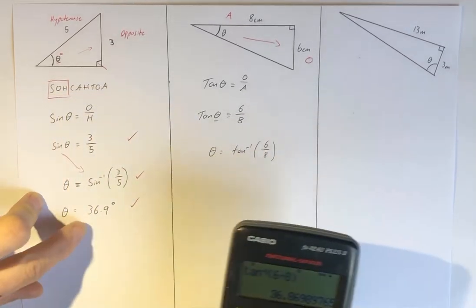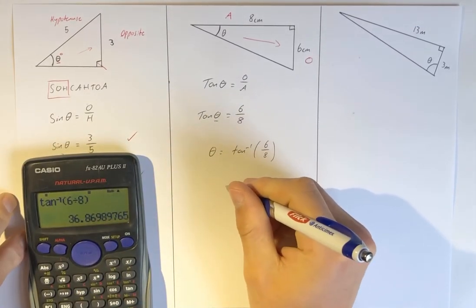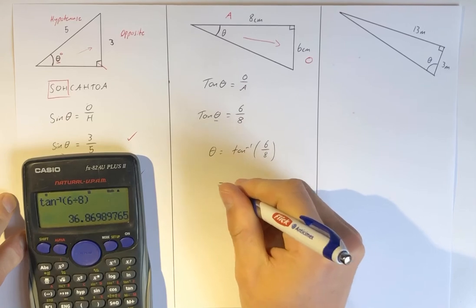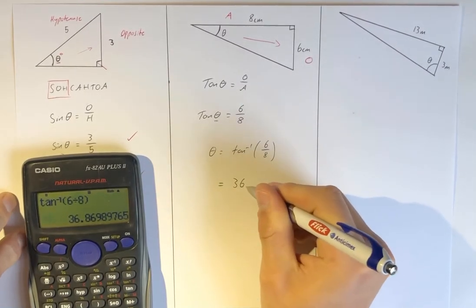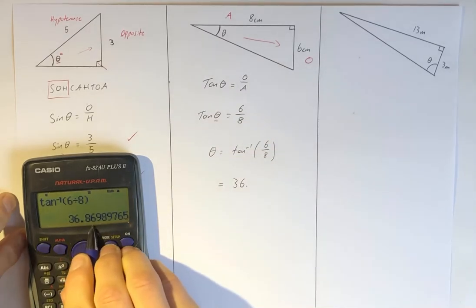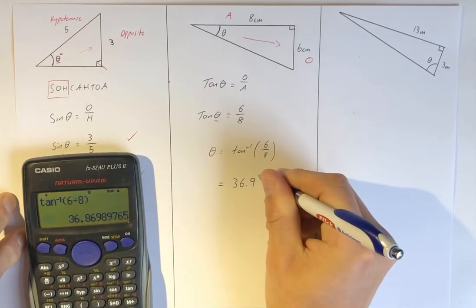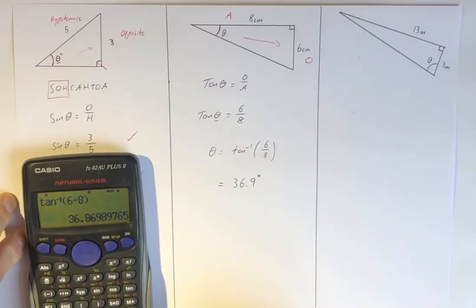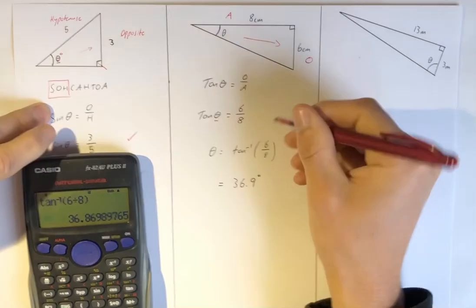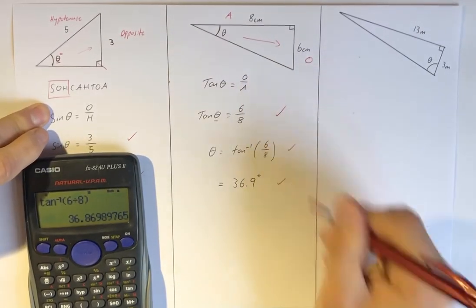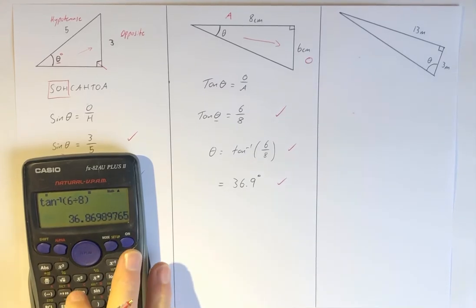Wow, it's the exact same angle, isn't it? Interesting. That's just a coincidence. That is 36 point, if we're going to 1 dp, which is usually pretty standard with degrees, we would have 36.9 degrees. And if this was being marked, there's a mark, and there is another mark. Awesome.